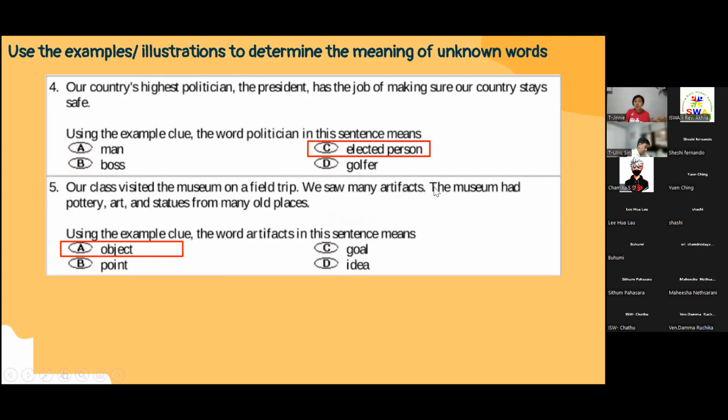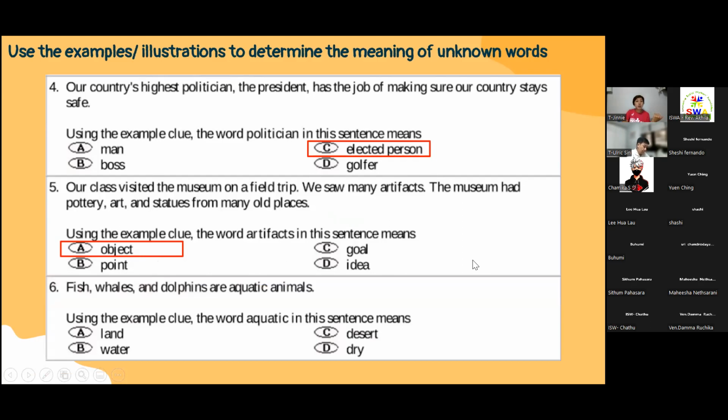Artifact comes up quite a bit in many history books or texts, so you will need to know what artifacts means. They actually mean objects. Very good. The next question is easy to read. Would anyone like to read for me?